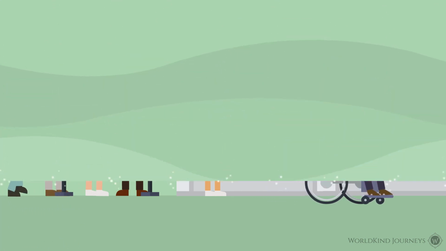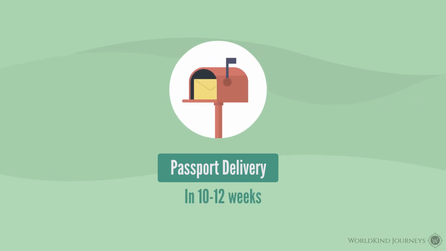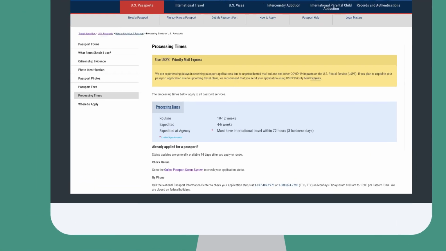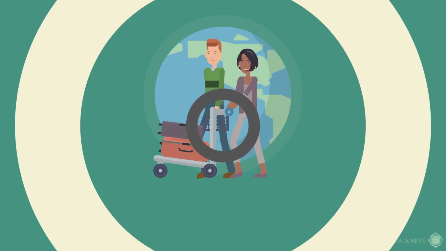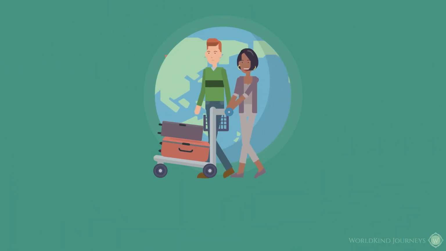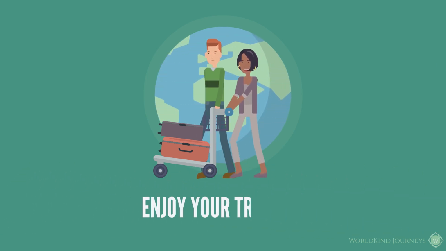And that's it. You should receive your passport in the mail in 10 to 12 weeks, unless you paid extra for the 4 to 6 week expedited service. After 14 days, you can check on the status of your passport online. With passport in hand, soon you'll be off on great adventures around the world. Enjoy your travels.